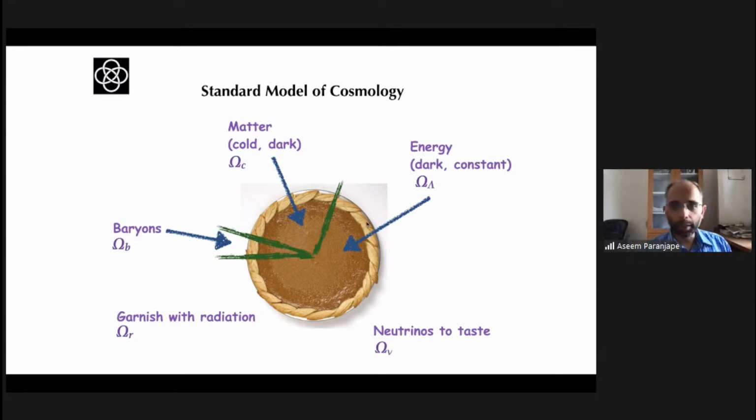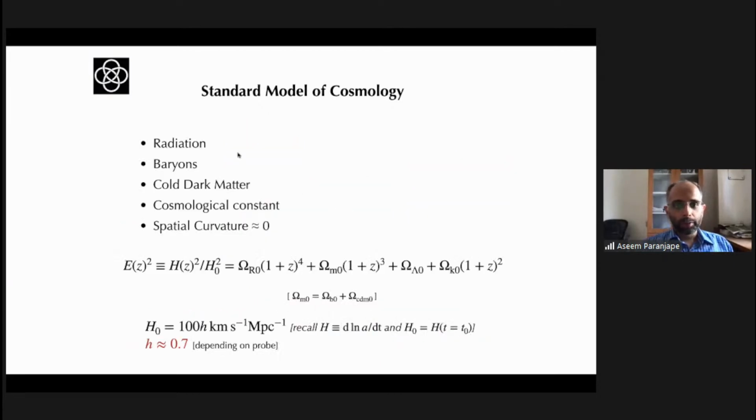Okay, so this is the overall picture that we think is describing the universe well today. So let's go into a few details and see how this emerges. Okay, so this is again just in words the standard model of cosmology. It contains these few species.